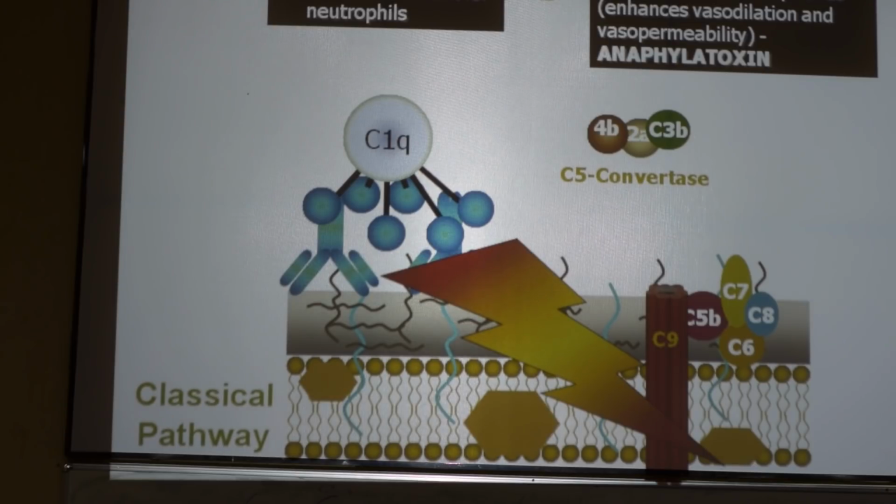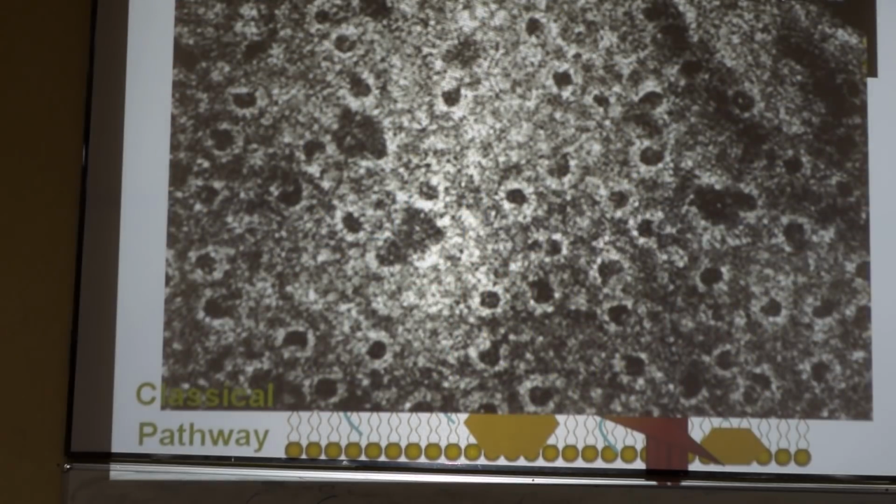So you can see this cylindrical C9 is basically like a cylinder that is punched into the wall of the bacteria, and this is the electron micrograph of a bacterial wall. So you can see it made holes in the bacteria. Now what will happen? Electrolytes will come out of the cell, the fluid will rush into the bacteria, and as a result the bacteria is going to be lysed and destroyed. So this was the classical pathway.